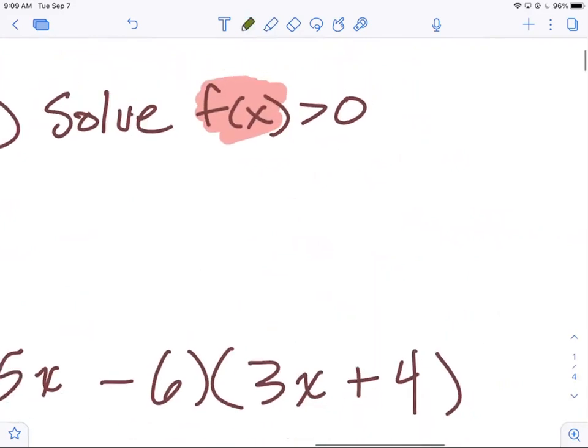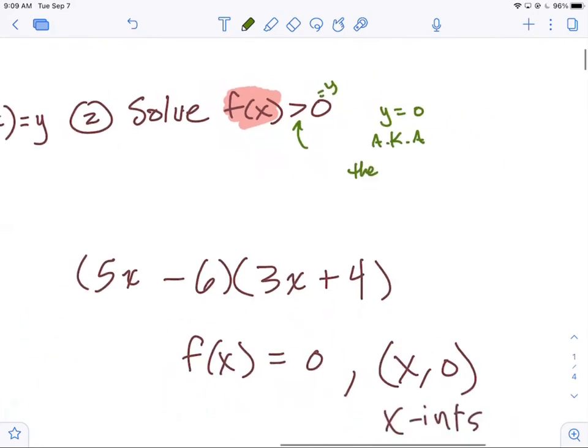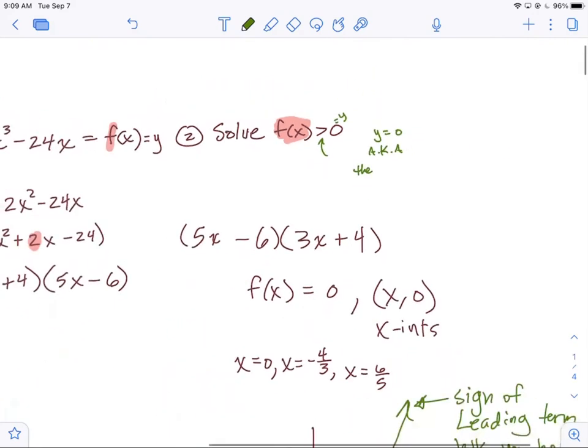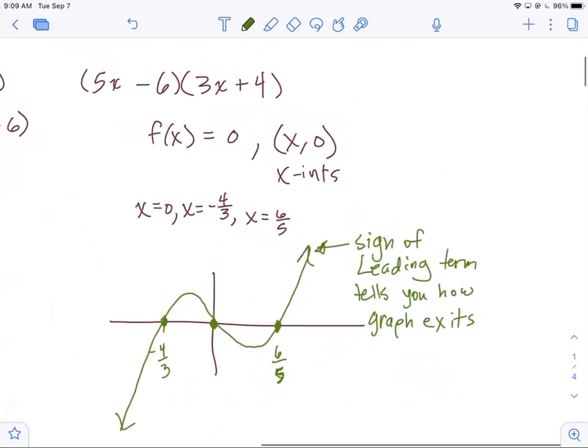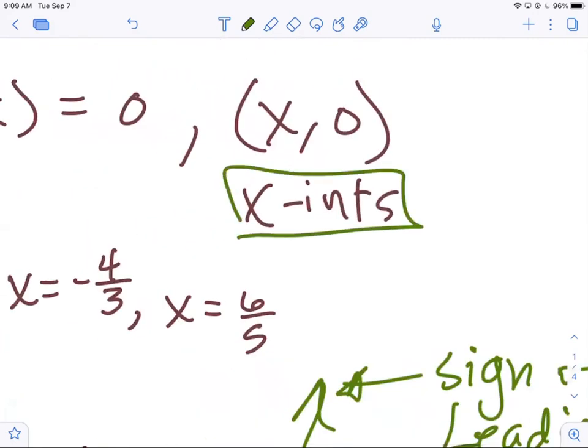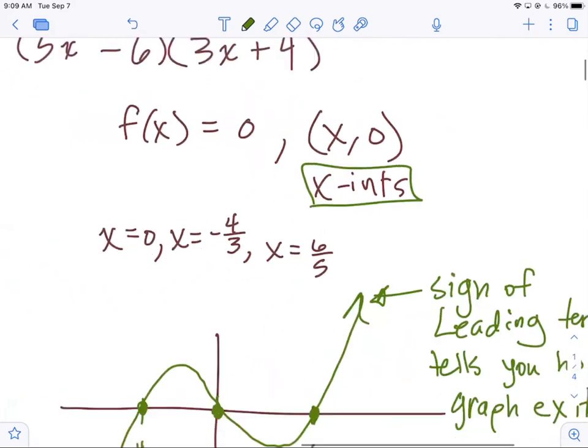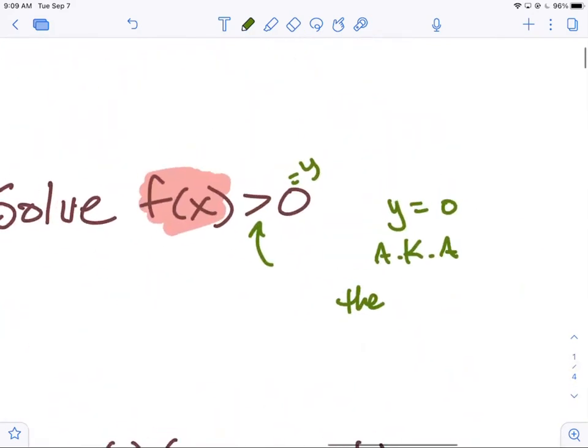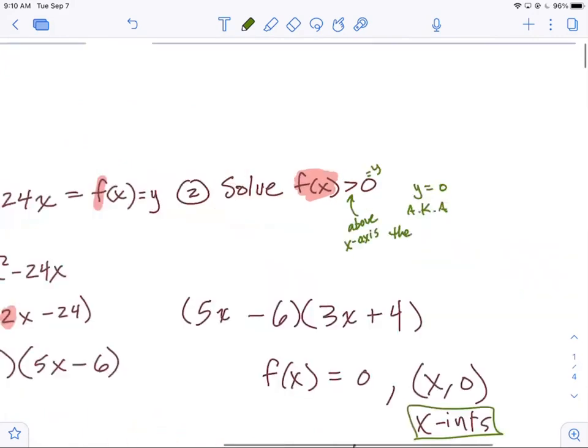I want to know now for what values of x is the graph of f of x greater than 0? This is y equals 0. What's another name for y equals 0? AKA the what? If you were to plot any point x comma 0, where would those points land? We've already mentioned it. On the x-axis, right? So whenever you have greater than 0, that means above the x-axis. I want to know for what values of x is this graph above the x-axis?